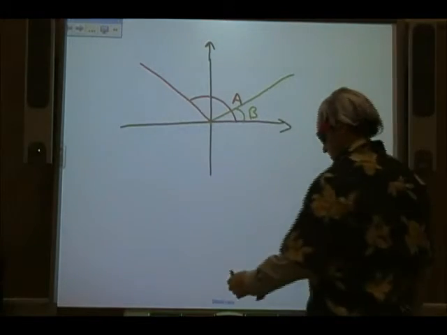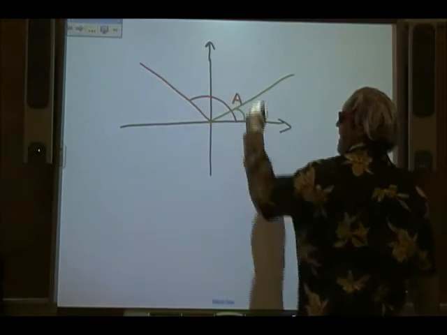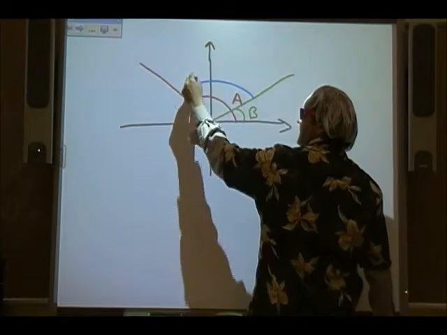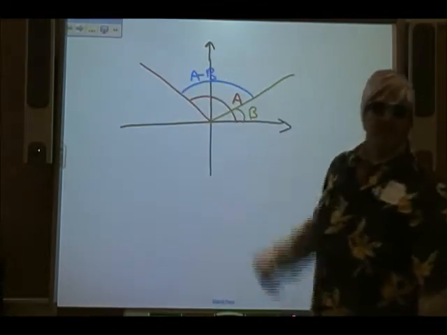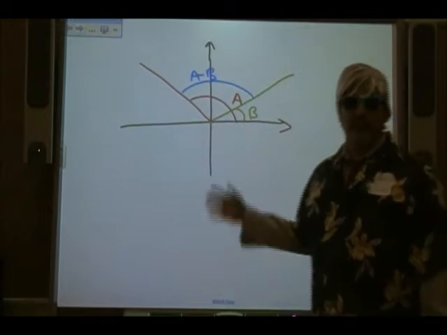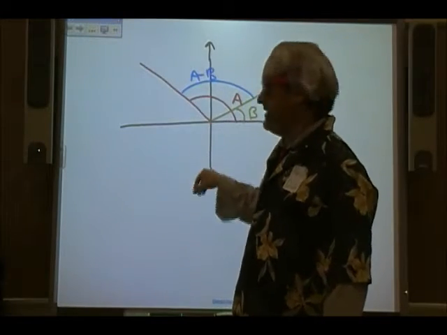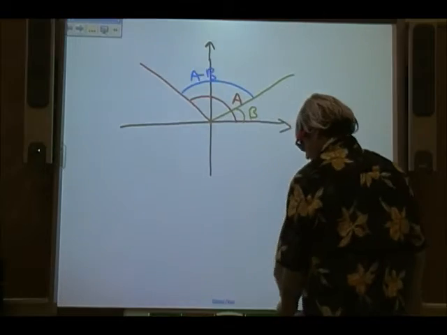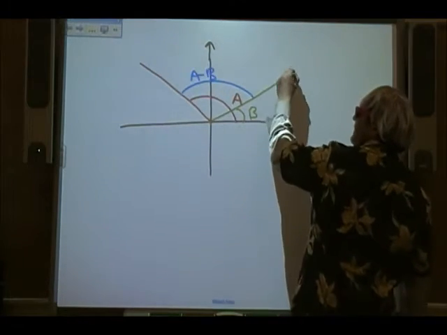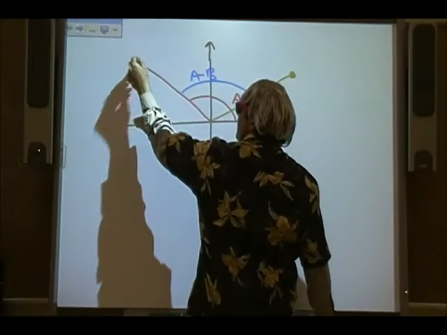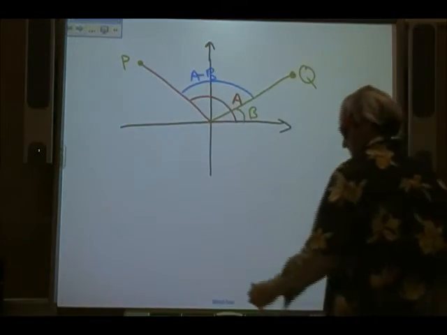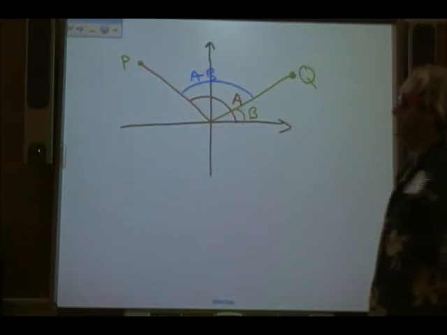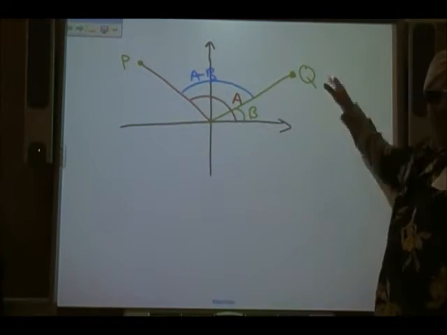And the difference between these two is A minus B. That's the angle measure between these two lines. And that's what we have. We had the cosine with the A minus B. That's where that comes from. Now what I have to do is I have to give these points. I'll call this point P and point Q. Nice. So far, so good. Now I have to give coordinates from it.